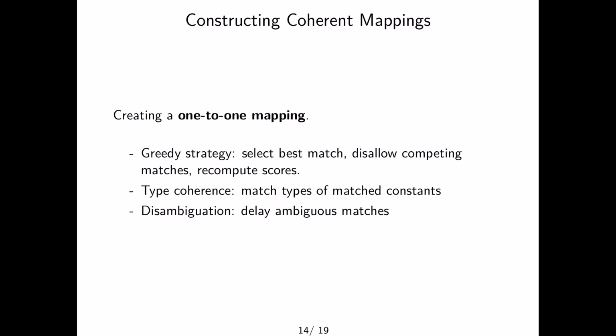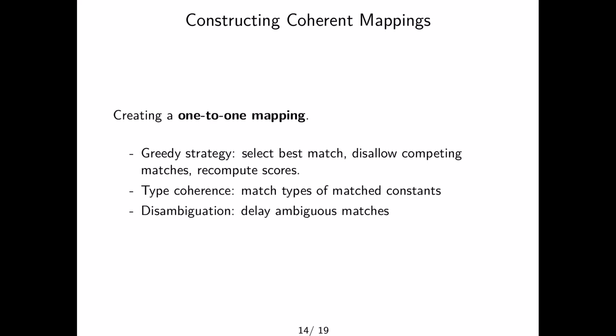But this does not give us a one-to-one mapping. It's a many-to-many mapping. You have many potential matches for natural numbers, for example. There are many potential matches in Coq. You have maybe 6 different representations of natural numbers. So maybe we want to focus only on having a one-to-one mapping because it makes our life easier for our application later. So how to construct this coherent one-to-one mapping?